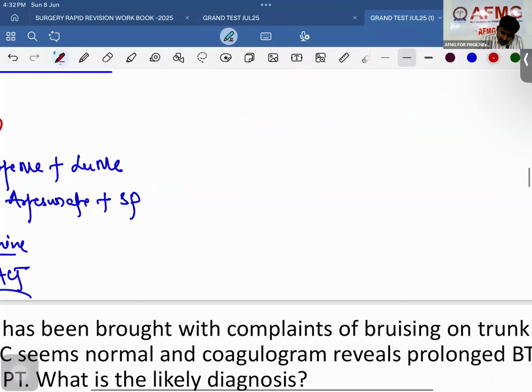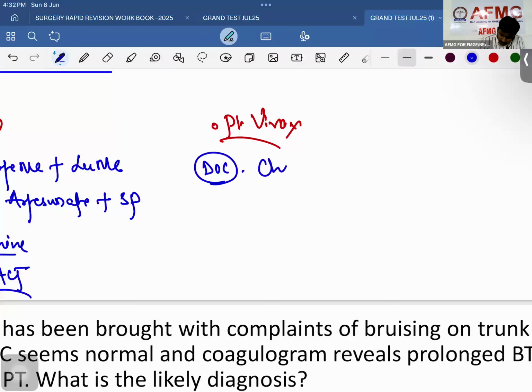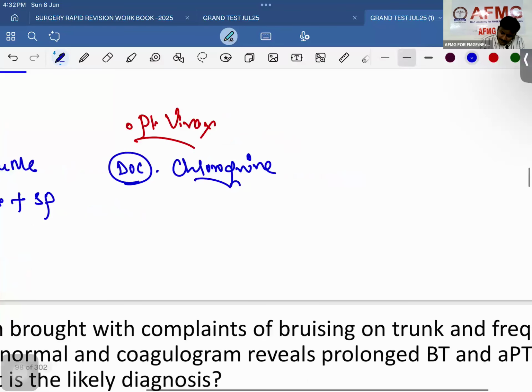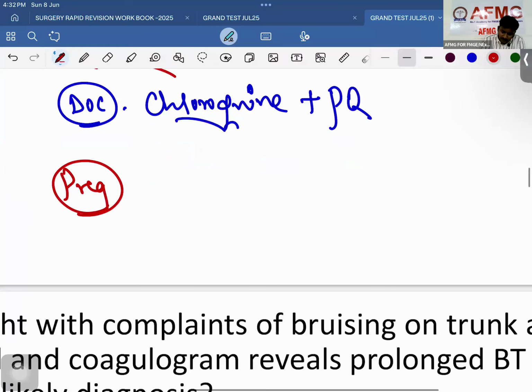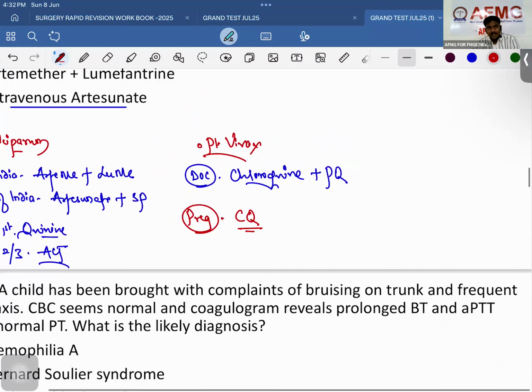Now if I talk about Plasmodium vivax or Plasmodium ovale, here the drug of choice is going to be chloroquine, beta. And as there is a very high chance of relapse, for relapse prevention the drug of choice is primaquine. Now we know primaquine is highly teratogenic. So if they say a female is having Plasmodium vivax infection during pregnancy, then what should we give? We should only and only give chloroquine, beta. No primaquine should be given.